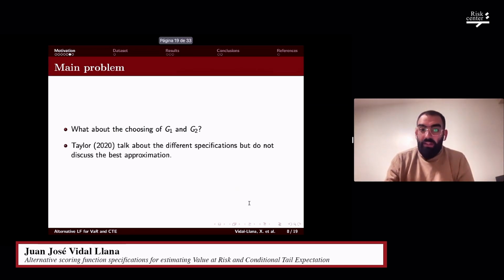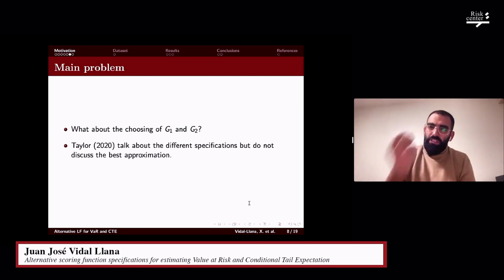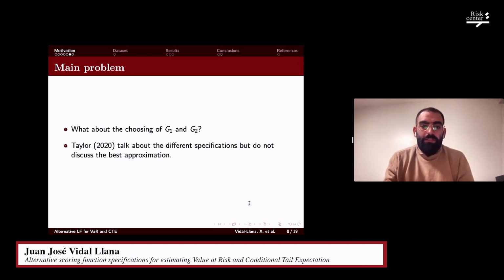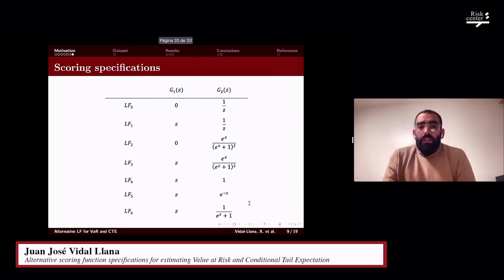We are trying several selections of G1 and G2, and we are comparing the results and the computational time. There are some studies that talk about this, but they don't say this is the best approximation or this is the way to go. Taylor in 2020 talks a little bit more about this. So these are the specifications that we compare. There are 7. We are going to call them loss function 0, 1, 2, and so on. And this meets all the properties for creating a strictly consistent scoring function for the CTE.